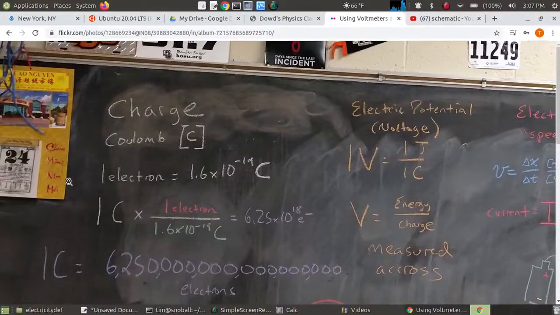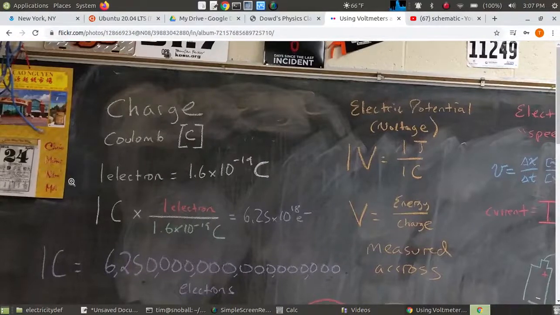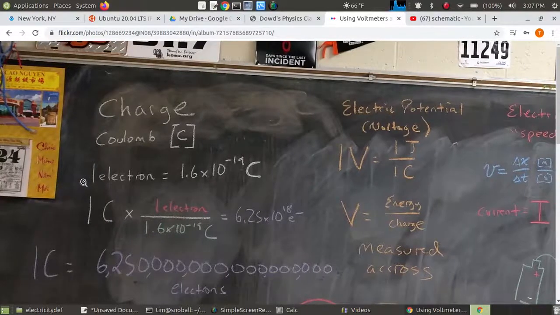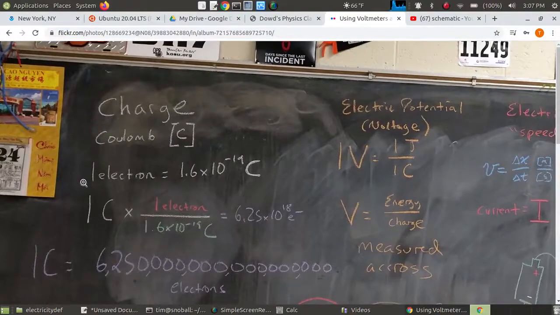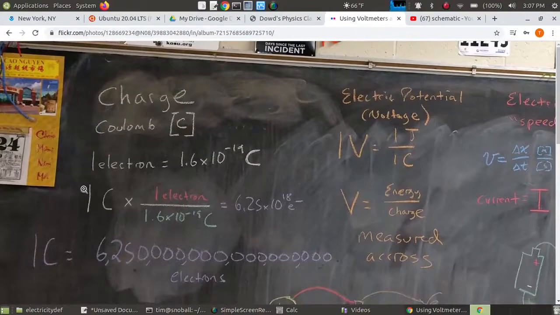The first place we probably ought to start is with how we measure charge. So the standard unit for this is called the coulomb. And an electron is a very small amount of charge. So the coulomb is actually an enormous amount of charge.